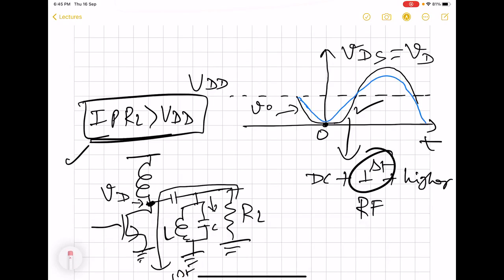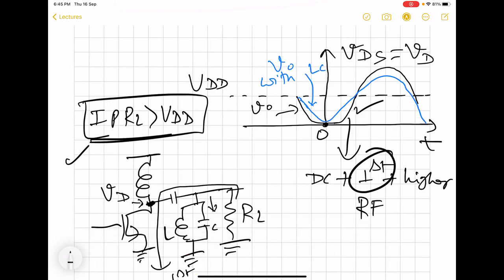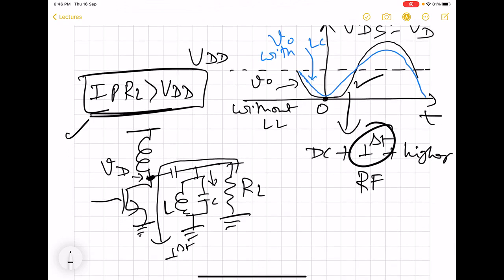So this is output with LC, and what we showed earlier, this is output without LC, the black one. So there is a possibility of this scenario occurring. That is why it is safer to use this LC network also. But if one can avoid this, then LC can be excluded.